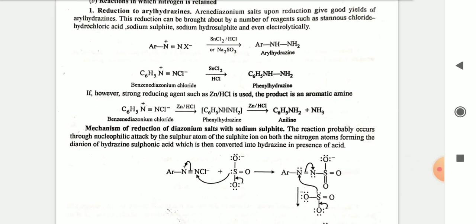If, however, a strong reducing agent such as Zn/HCl is used, the product is an aromatic amine. Benzene diazonium chloride reacting in the presence of Zn/HCl will give phenylhydrazine. After that, it will give aniline plus ammonia. Mechanism of reduction of diazonium salt with sodium sulfite: the reaction probably occurs through nucleophilic attack by the sulfur atom of the sulfite ion on the nitrogen atom, forming the dianion of hydrazine sulfonic acid, which is then converted into the hydrazine in the presence of acid.